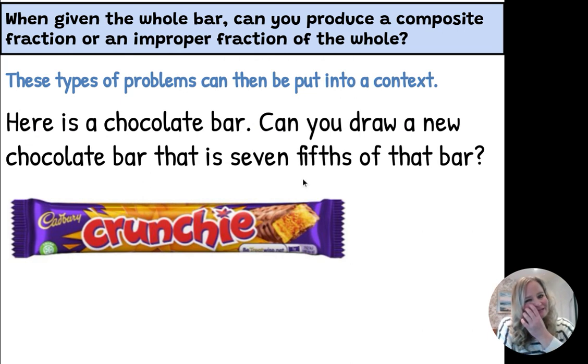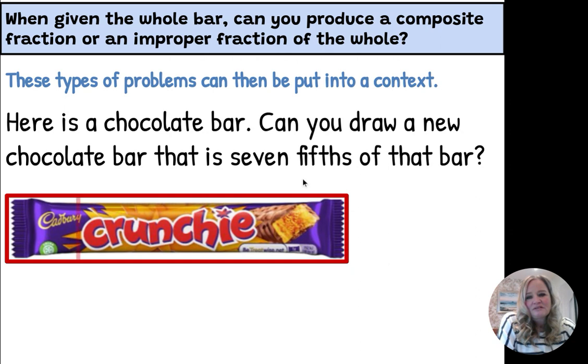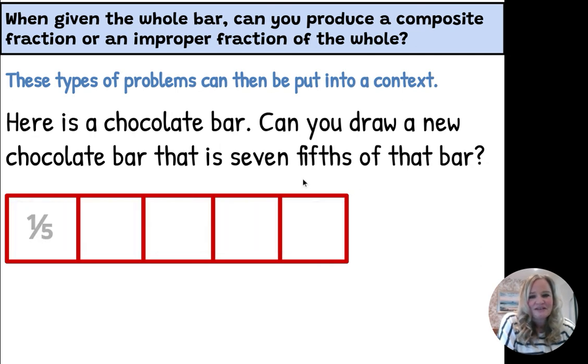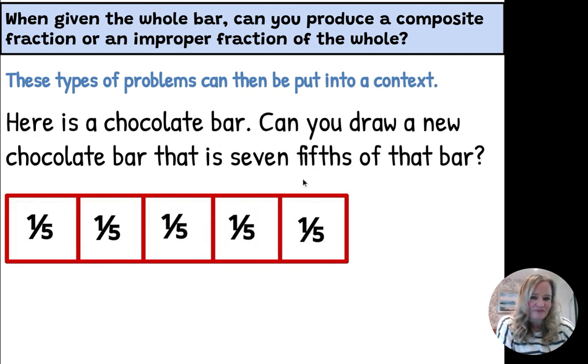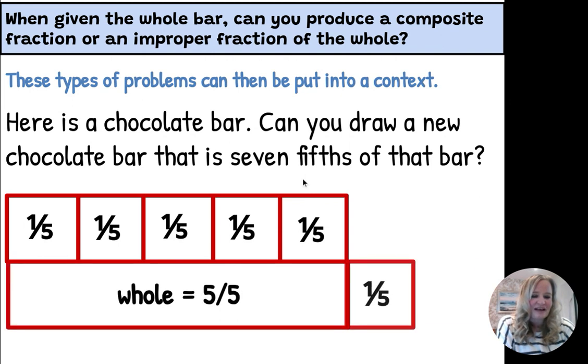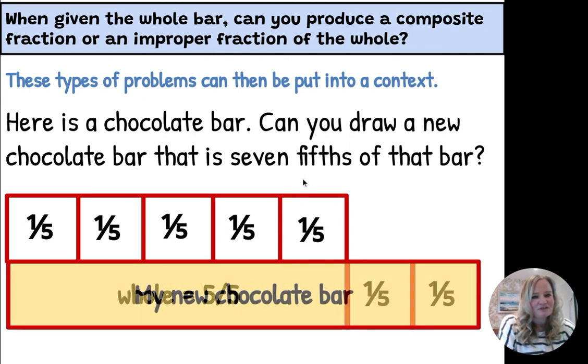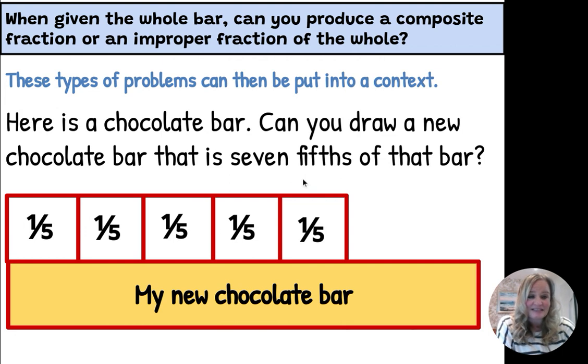Here's a problem we looked at last time. A contextualised problem about the chocolate bar: can you create a new chocolate bar that is 7/5 of that bar, which is developing on the skills we've just looked at with the Cuisenaire rods? So first of all, we need to divide the whole bar into 5/5 to work out 7/5. We then know that those 5/5 make the whole, and another 2/5 make our 7/5, which create our new chocolate bar. And we can see that clearly with the bar modelling, just like we looked at last time.